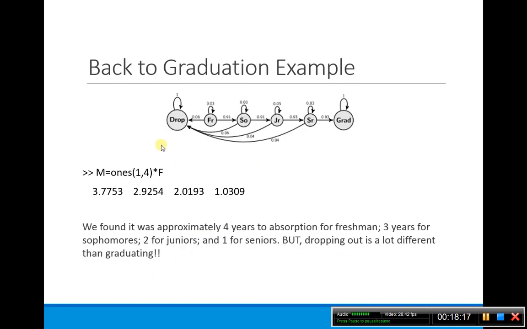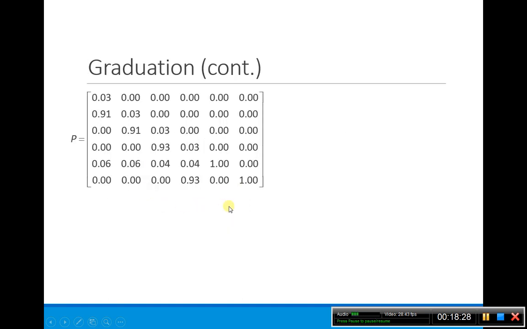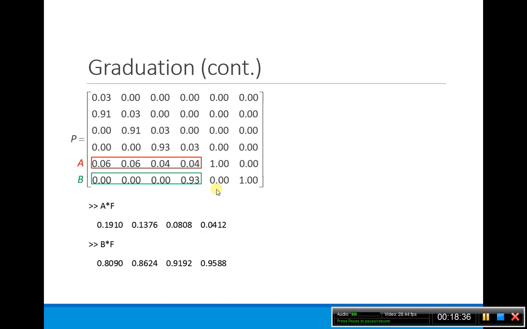Okay, so quickly back to the graduation example. So here was my M's. This is the mean time to absorption. So now where do they absorb? So this was our probability transition matrix. We want to pick off our A, and we want to pick off our B. So we do A times F and B times F. This gives us the probability of dropping out, gives us the probability of graduating, depending upon whether you're a freshman, sophomore, junior, or senior.